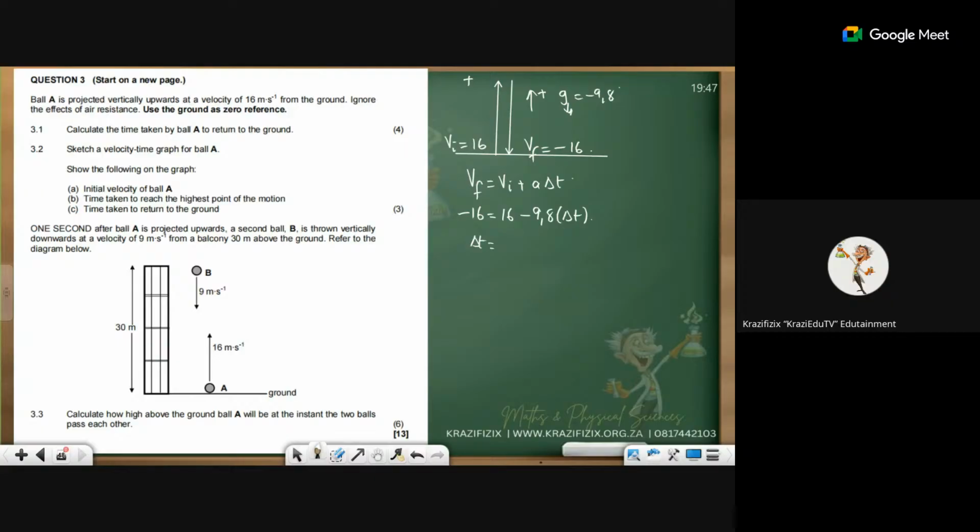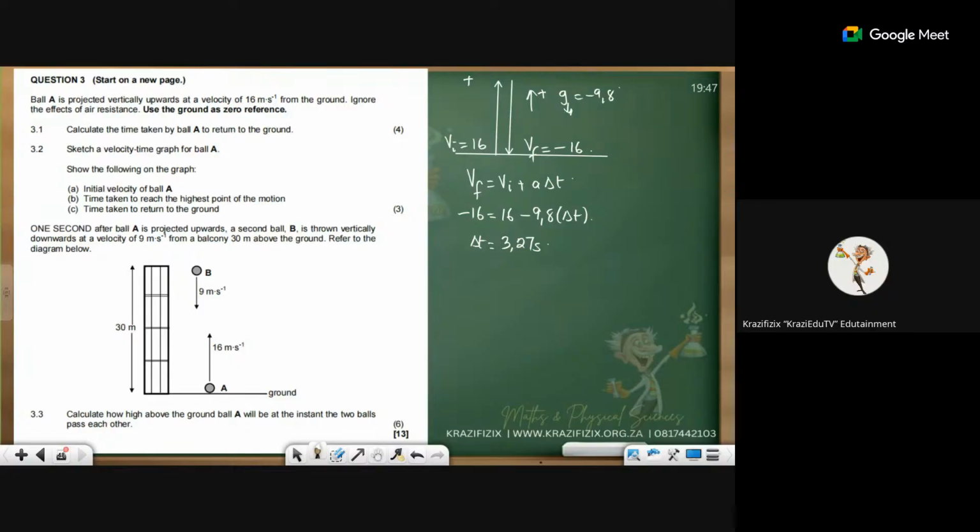Never. You can't get that time as negative, because you're going to be what? Negative. The answer is 3.27 seconds. 4 marks.